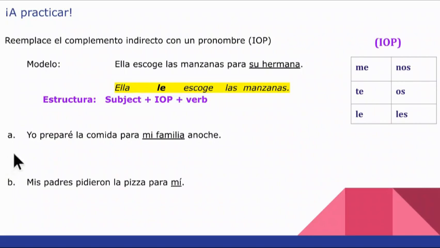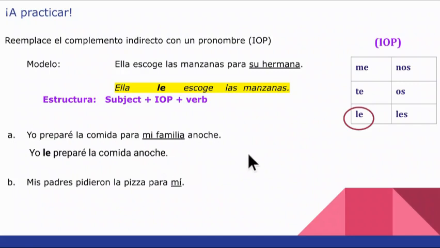Let's try together. Letra A. Yo preparé la comida para mi familia anoche. Clase, what indirect object pronoun can you use from this chart in order to replace mi familia? You use le. Es correcto. So now your new sentence using this structure, subject, your IOP followed by the verb is this one. Yo le preparé la comida anoche, where le is replacing mi familia.